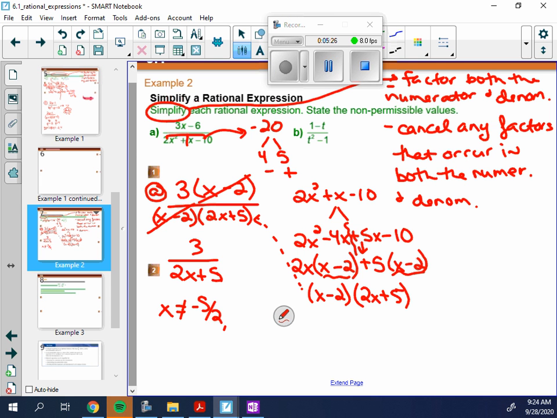Now, here's the trick. That's not the only one. So, the reason why it's not the only one is you crossed one off, but you have to pretend it's still there. So the one that you crossed off was x minus 2 as a factor. So what non-permissible value does that one give us? X can't be 2. Okay?